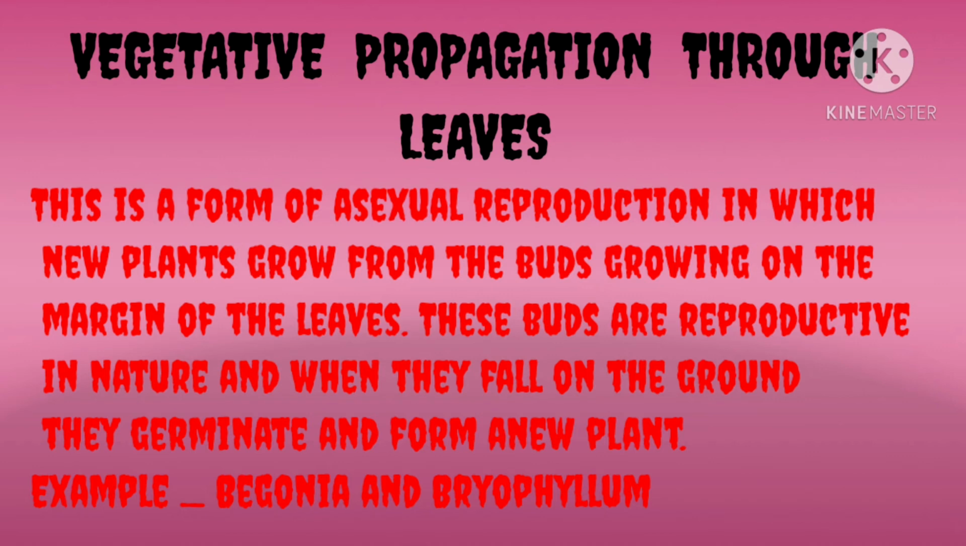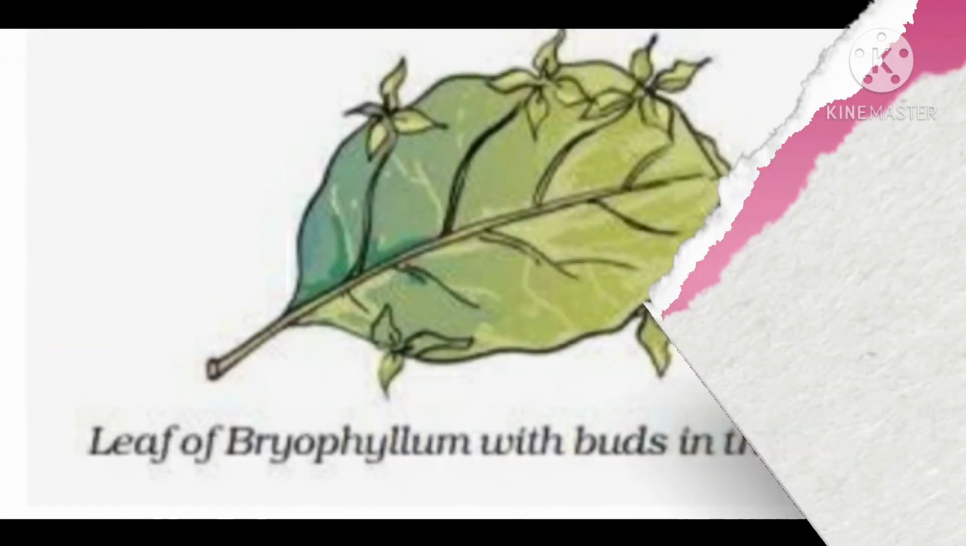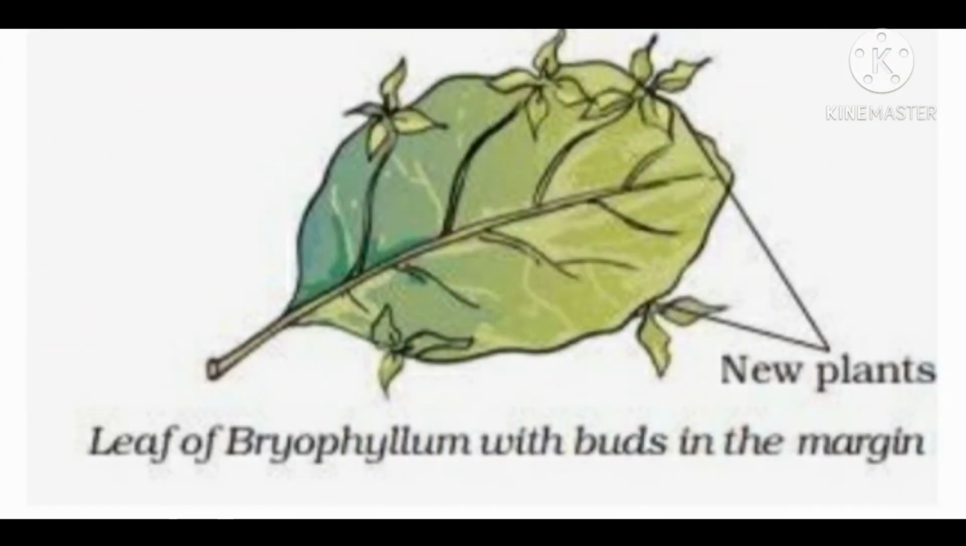First, see the diagram of the bryophyllum leaf, in which buds arise from the margin of the leaf. Later, small saplings, small plants, grow from those buds, and later on they may convert into new plants.